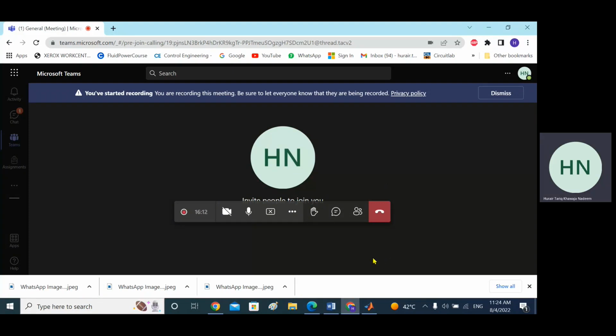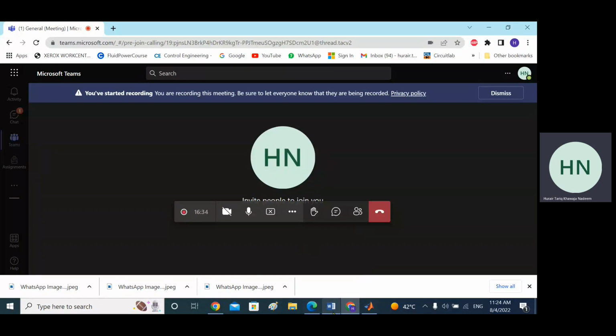Okay, students. Today I am going to discuss 4A, which is plotting the root locus with P controller using MATLAB. This is what I am going to discuss today.